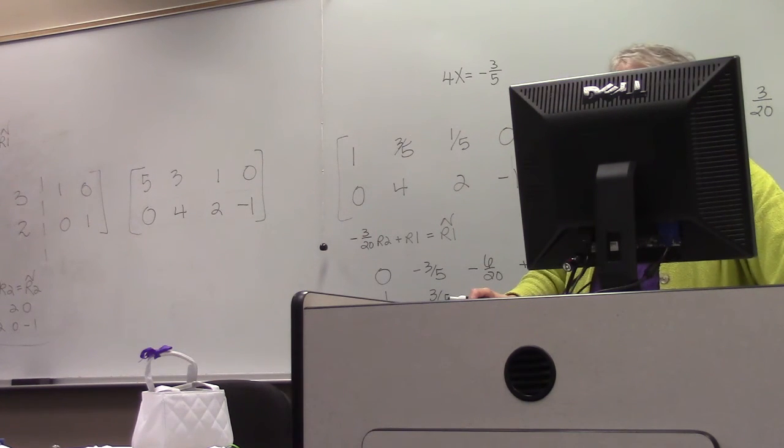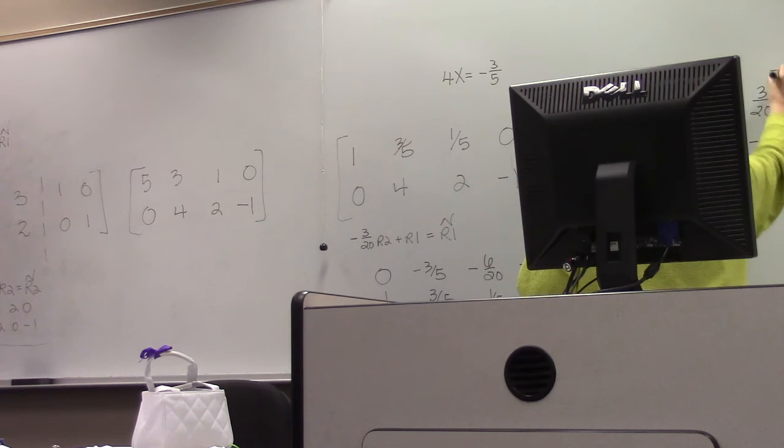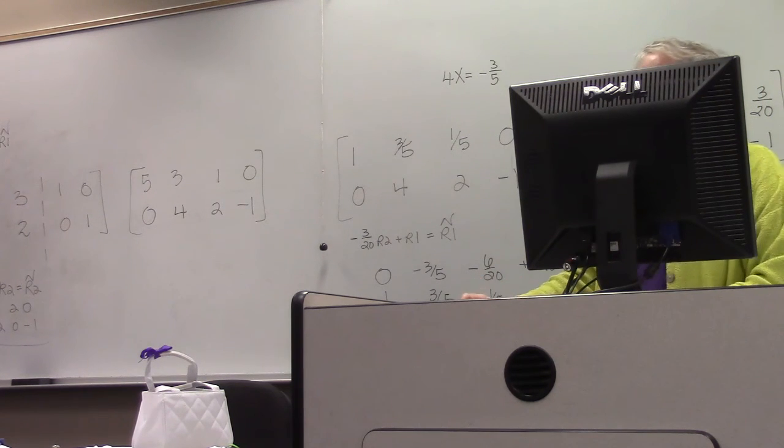So does our row 2 stay the same? Yes, our row 2 is not changed. Are you okay on row 1 now? I seriously can't even think right now. So are we done? Nope.